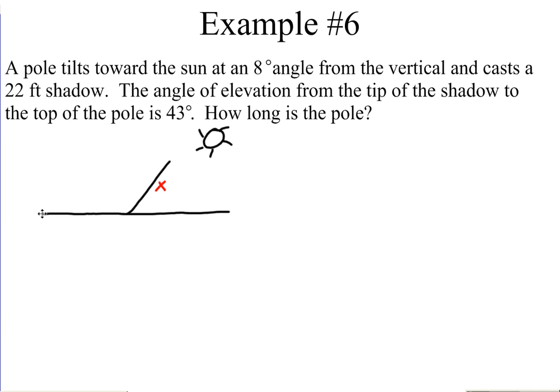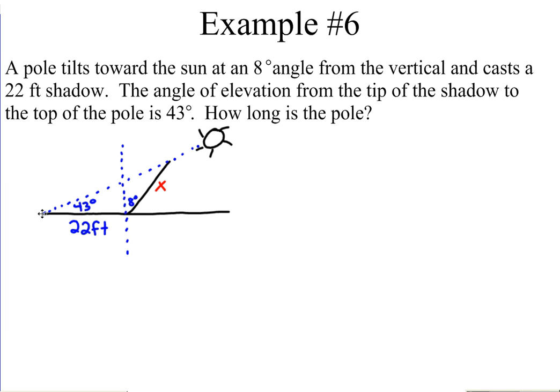Other information that we're given here: we know the angle of elevation to the top of the pole is 43 degrees, so this angle down here is 43. We know the shadow that is cast by the pole is 22 feet long. And we know the pole is leaning at an 8-degree angle toward the sun. So this angle down here is 8 degrees. From this, we're going to get a law of sines problem.